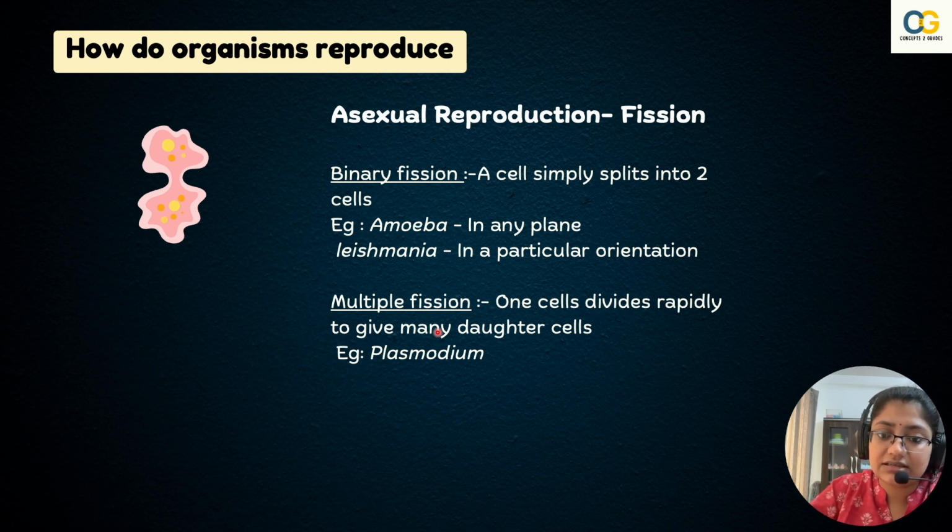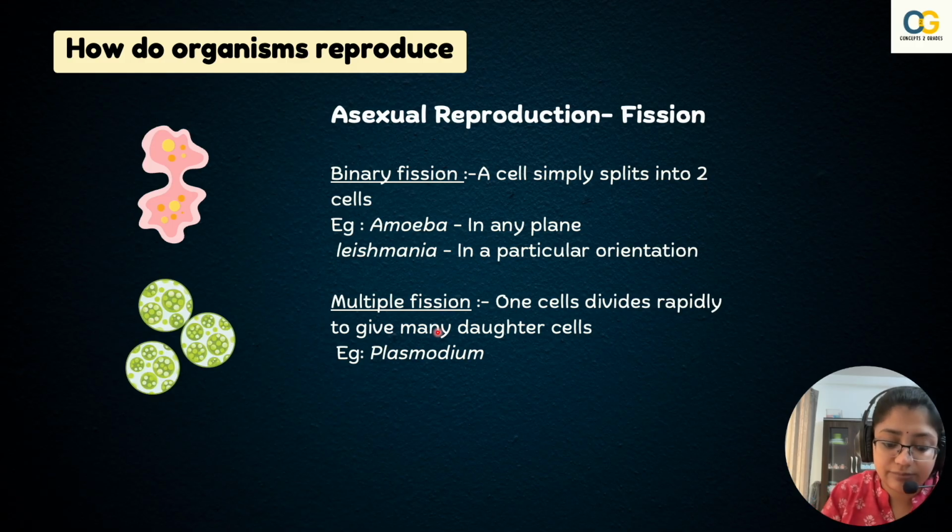Multiple fission occurs where one cell divides rapidly to form many daughter cells. In the case of Plasmodium, this occurs. So in the case of Plasmodium, one cell becomes many cells. In binary fission it is two, so one cell becomes two cells. That happens in the case of amoeba.